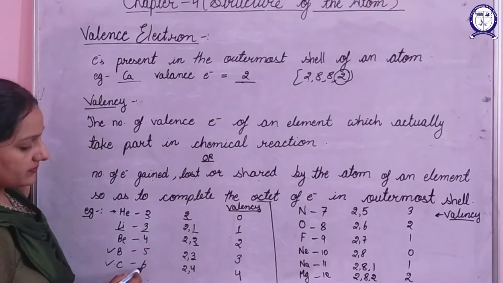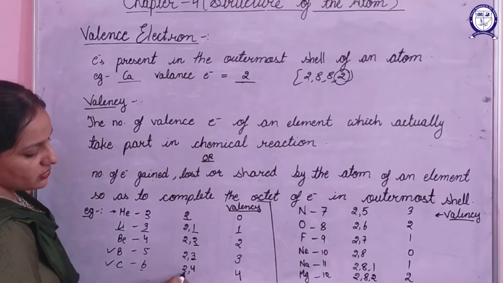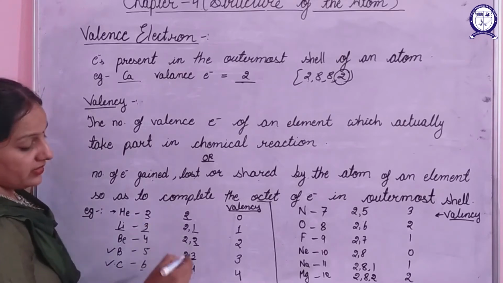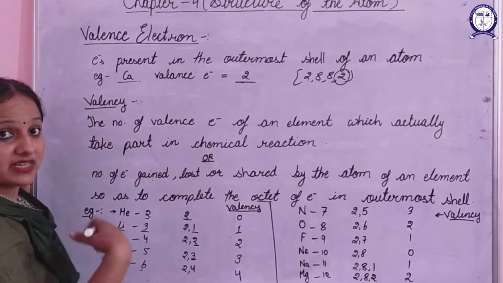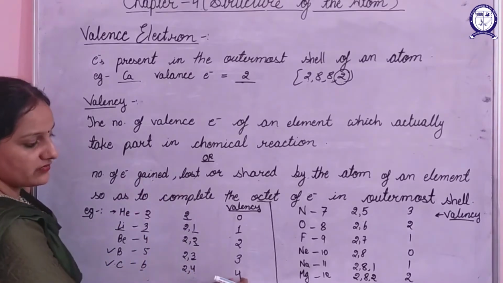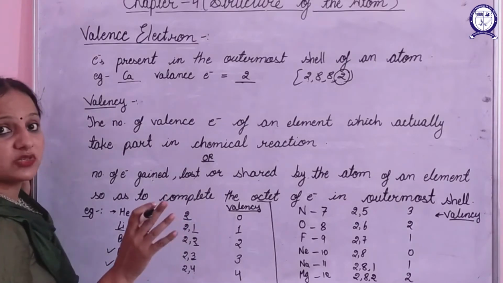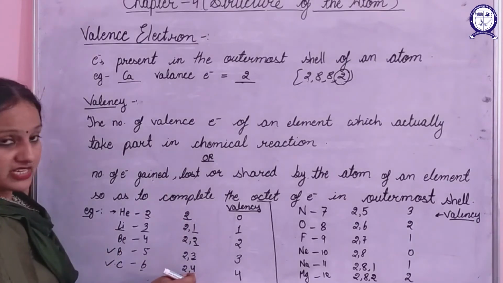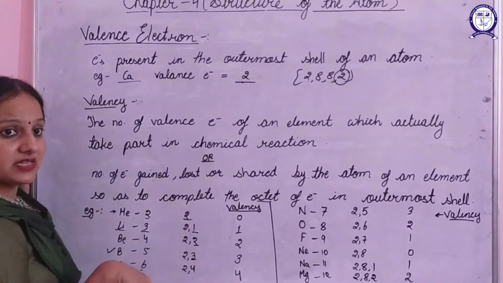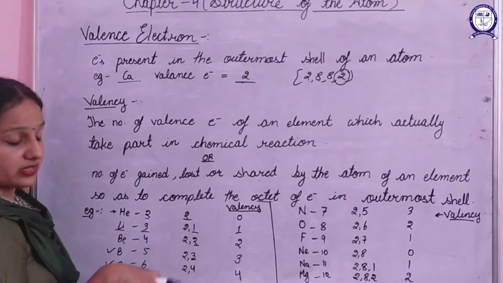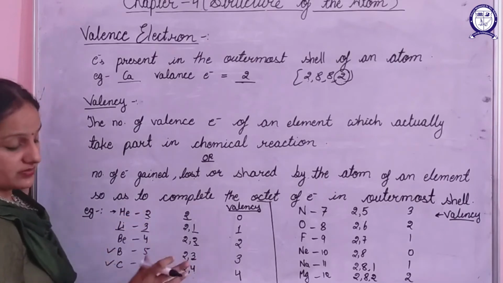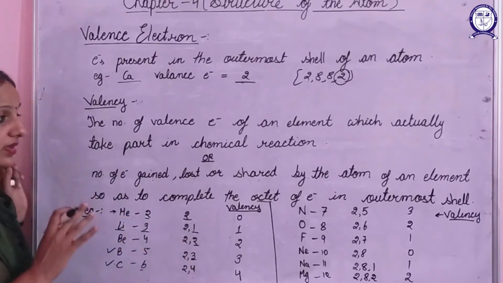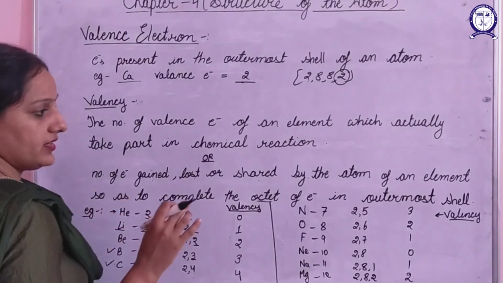Next is carbon, its atomic number is 6, its configuration is 2, 4. Now it lies in the middle state. Either it can lose electrons or it can gain electrons. So its valency will be 4 in both situations. If it loses, then it needs to lose 4 electrons. If it gains, then it needs to gain 4 electrons. So basically carbon reacts by sharing. Basically carbon does the sharing of electrons.